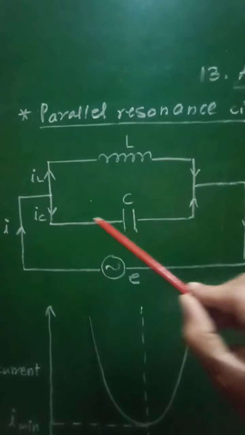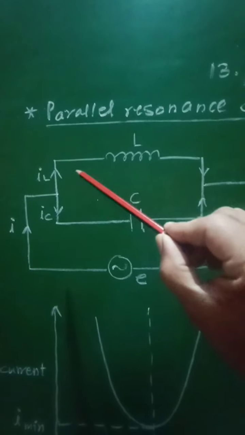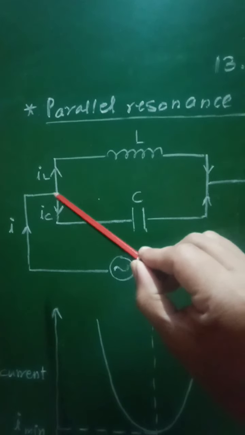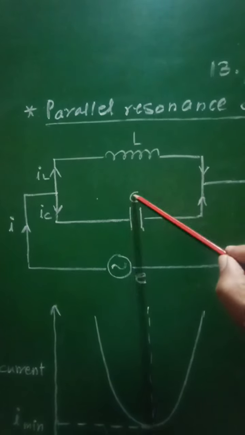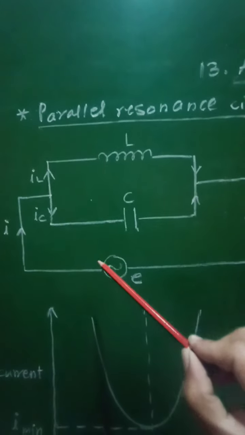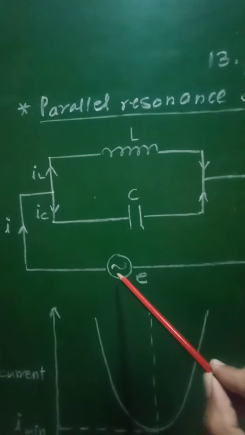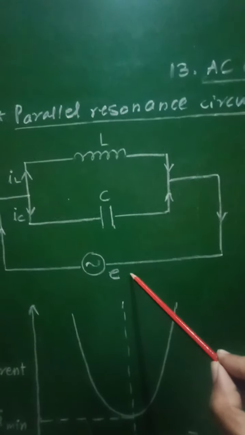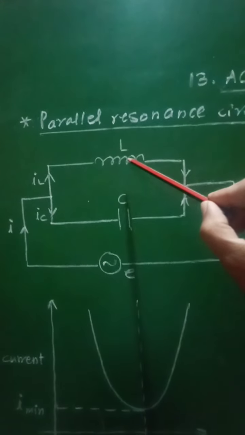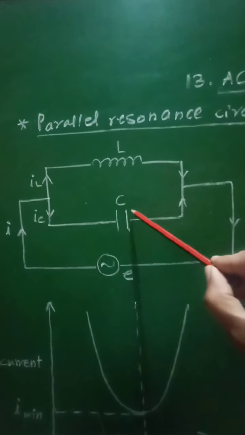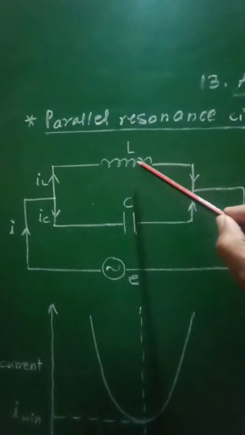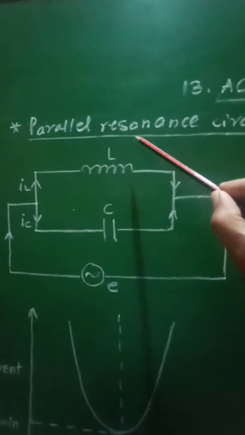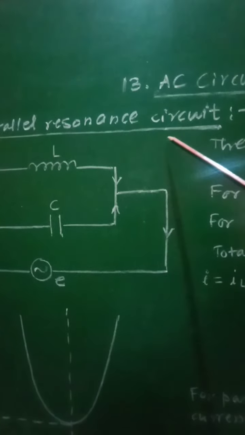connected in parallel with each other, and this combination of inductor and capacitor connected in parallel will be connected to a source of alternating EMF E. Hence, as L and C are connected in parallel, this type of circuit is called a parallel resonance circuit.